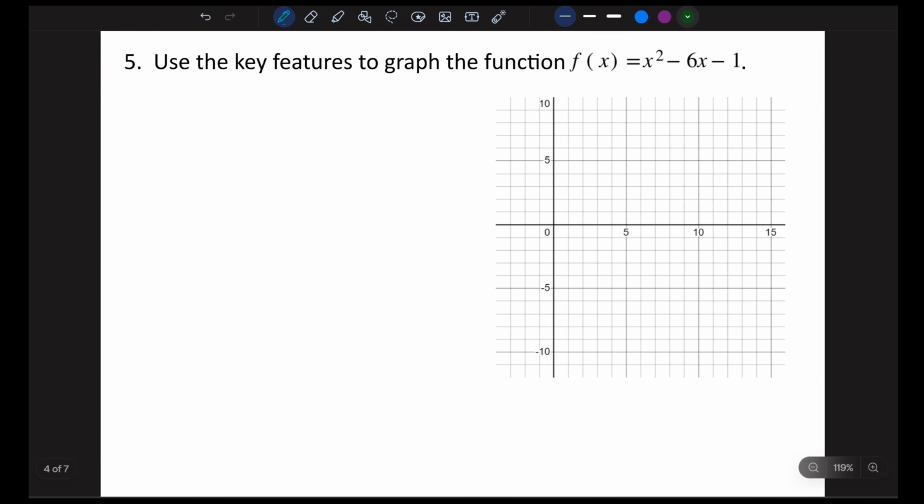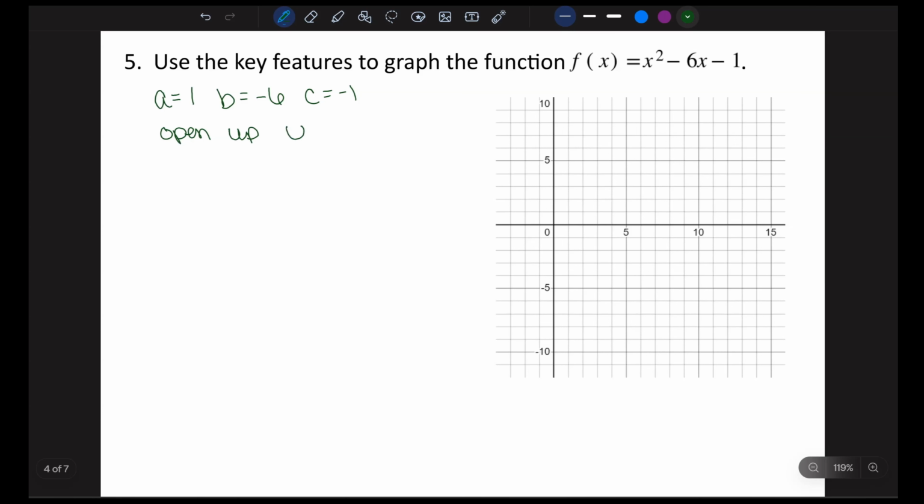Okay, so number 5. Again, using the key features, I'm going to graph. So I'm going to start by choosing A, B, and C. A is 1, B is -6, and C is -1. I know that because A is positive, it's going to open up. So it'll look something like this.